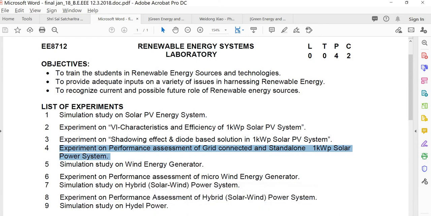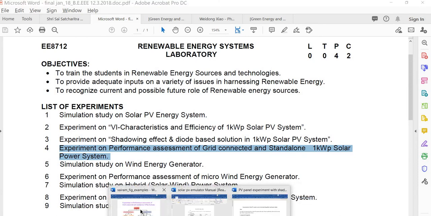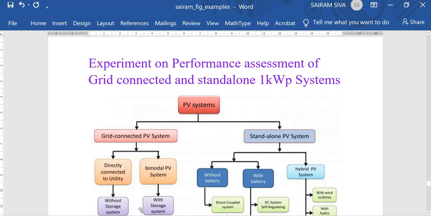Now we are going to see the experiment. Before starting the simulation, the experiment is on performance assessment of grid connected and standalone systems. First, we are going to see the standalone 1 kilowatt peak power system.